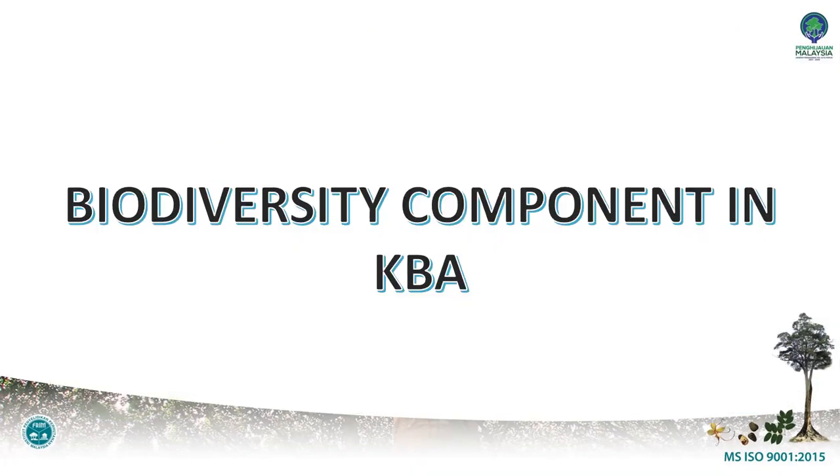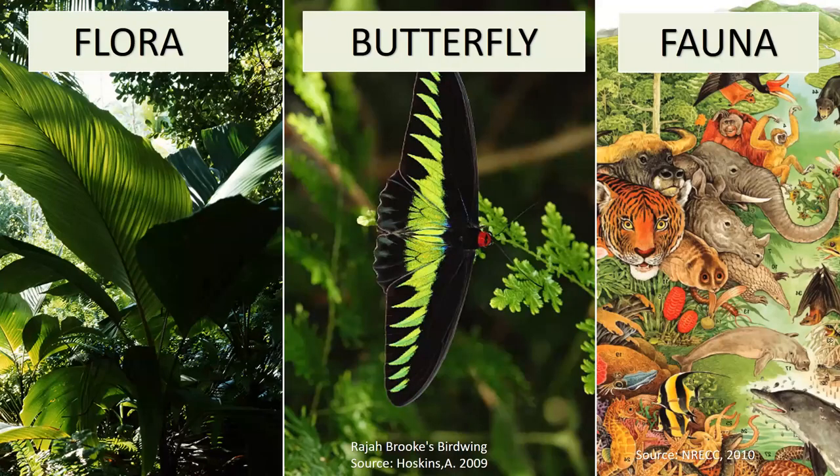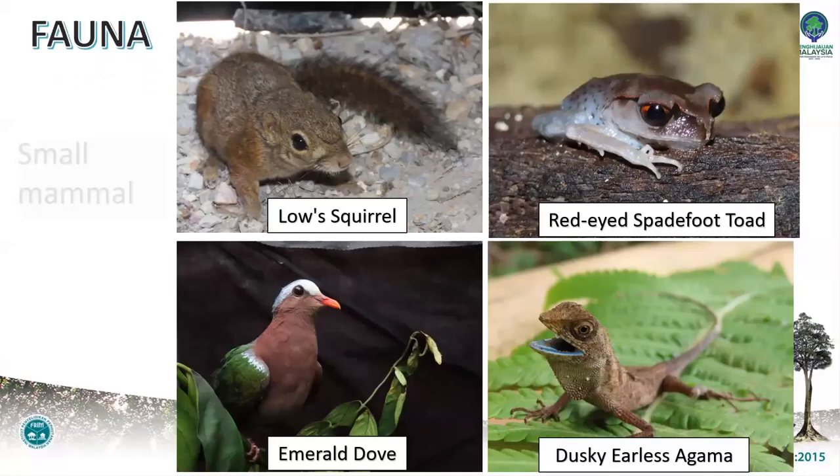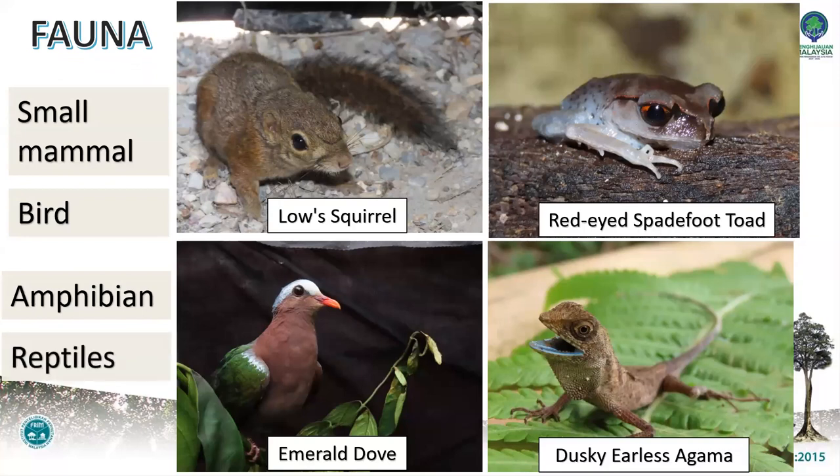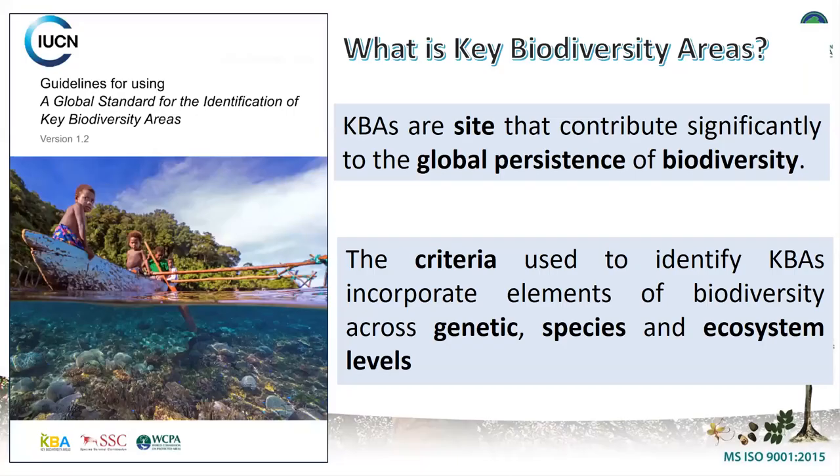Okay. Seterusnya, kita akan tengok komponen biodiversiti yang difokuskan dalam perlaksanaan projek KBA ini. Dia diklasifikasikan kepada tiga komponen, iaitu komponen flora, kupu-kupu dan juga fauna. Kumpulan fauna ini difokuskan kepada vertebrata. Untuk komponen fauna, kita dapat klasifikasikan kepada empat taksa yang berbeza. Yang pertama ialah mamalia kecil, yang kedua ialah taksa burung, yang ketiga ialah amphibian dan yang keempat ialah reptiles. Jadi untuk pembentangan saya pada hari ini, saya akan fokus kepada komponen biodiversiti herpetofauna, iaitu kombinasi antara amphibia dan juga reptilia.